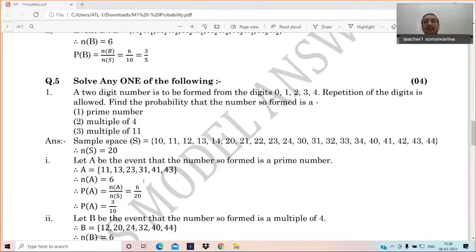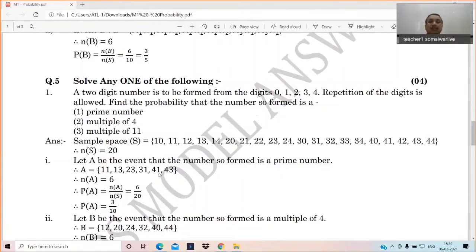So let A be the event that the number so formed is a prime number. So identify the prime numbers, and here are 11, 13, 23, 31, 41, 43. These are the prime numbers. And how many are these? These are 6. So P of A, probability of event A, will be n of A upon n of S, 6 upon 20, that gives 3 upon 10.